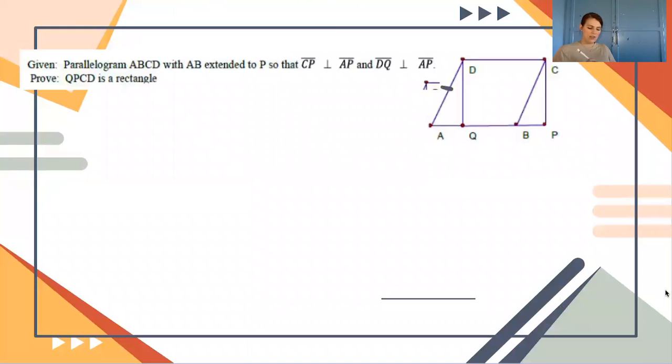So what I know from my parallelograms is that my opposite sides are going to be congruent and also going to be parallel. I also know that my opposite angles in my parallelogram are going to be congruent. Okay, now I'm going to look at my next fact. CP is perpendicular and DQ is perpendicular.